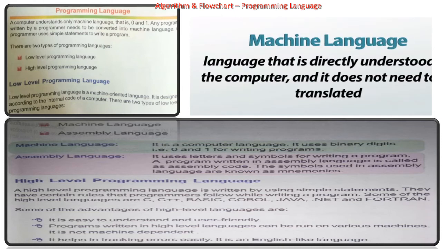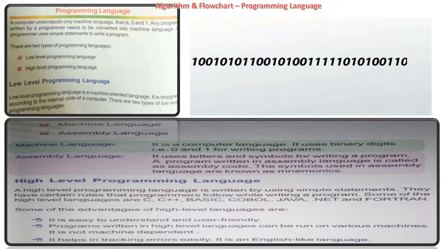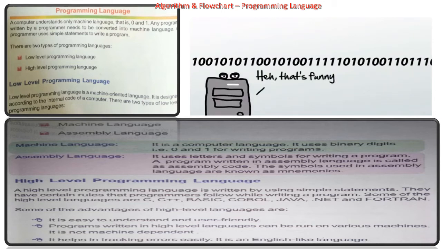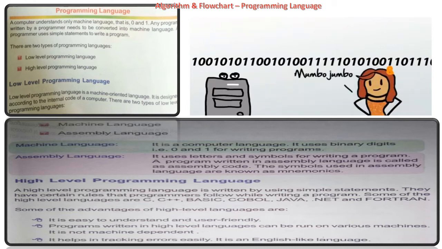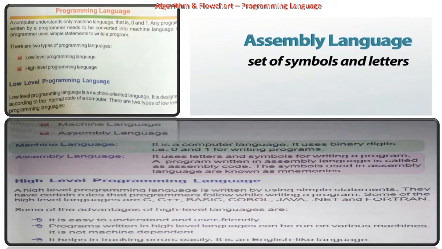Programs written in high-level languages can be run on various machines. It is not machine dependent. It can be run in any machine. Example, suppose you are installing a MS Word software that can be installed in any computer using the code.